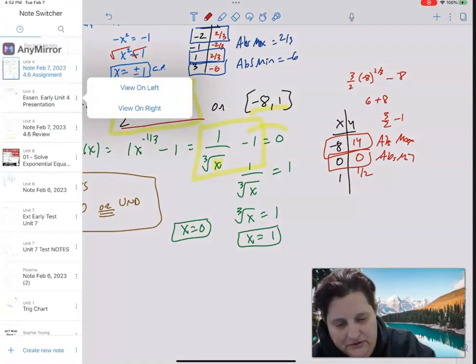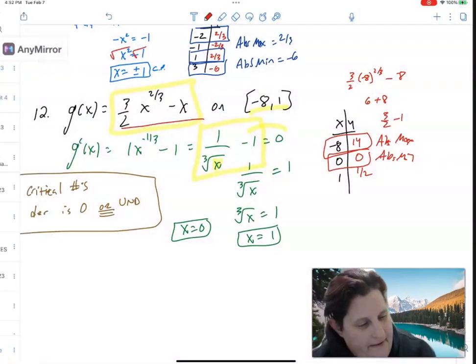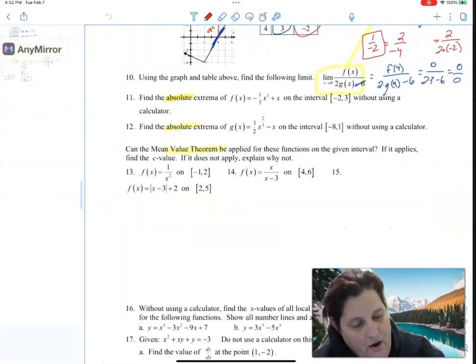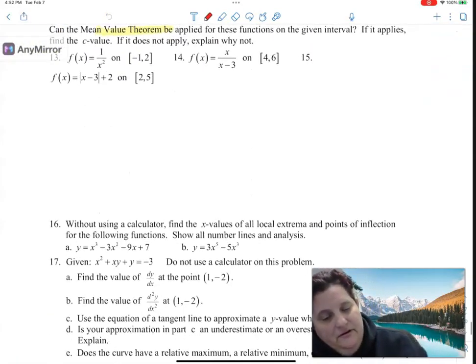Yeah, geez, that was a tricky one. All right, next, yes, mean value theorem. Okay, I can fit these on here.